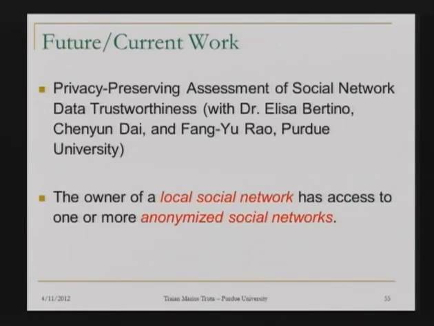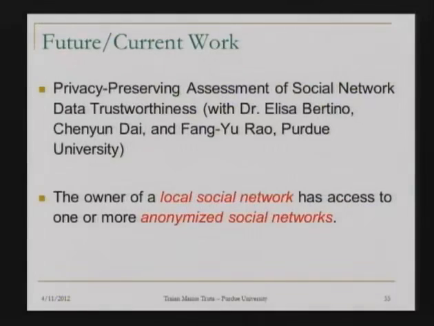Now, in terms of future and current work, we are investigating currently how those anonymized social networks can be used for other problems, in terms of whether they are useful for various usages. And we are currently working on privacy-preserving assessment of social network data trustedness, and this is a joint work with Dr. Elisa Bertino, Chenyun Dai, and Fengyu Rao from Purdue University.